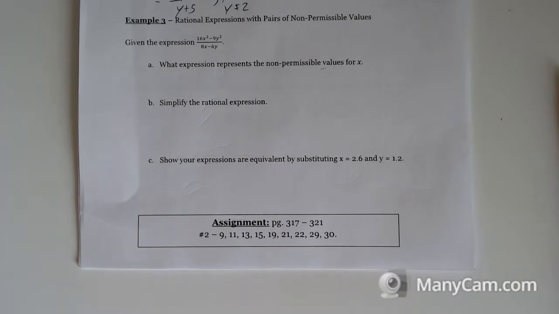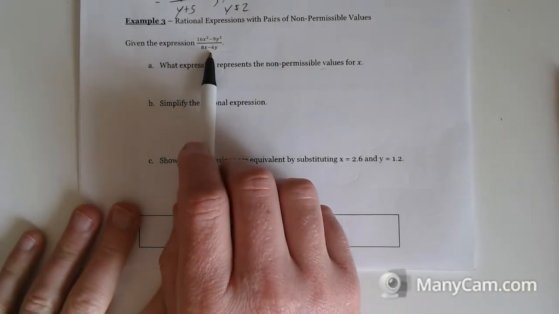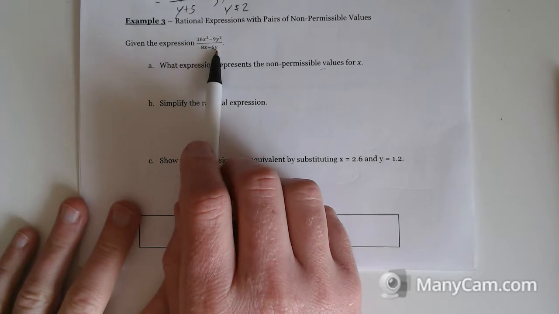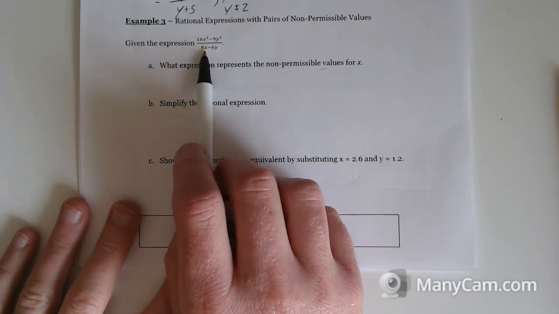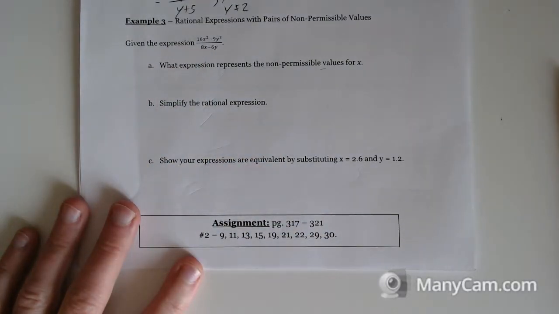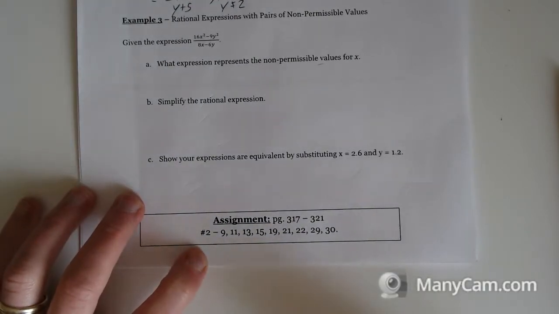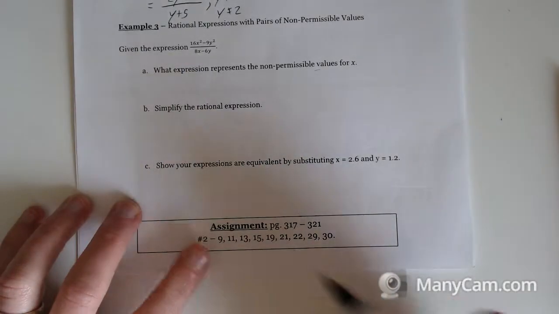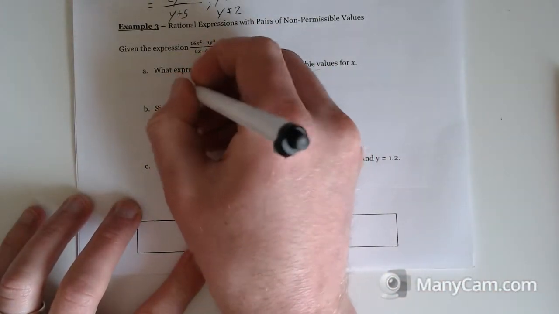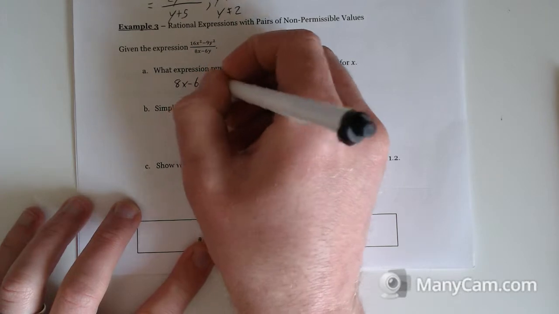So, if we look at this expression right here, what expression represents the non-permissible values of x? It's unclear right now, right? So we would need to solve x in terms of y. There doesn't seem to be any x value that you could just sub in to make the whole bottom 0, but x relative to y, you can solve that. So we need to know when 8x minus 6y is equal to 0.